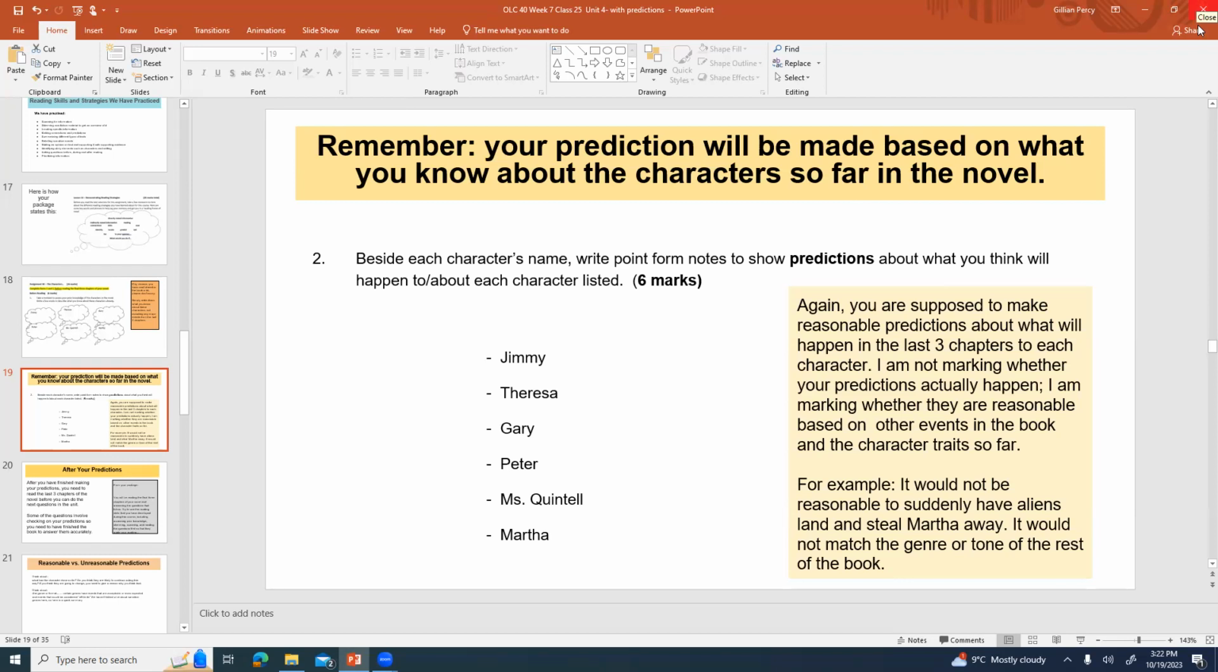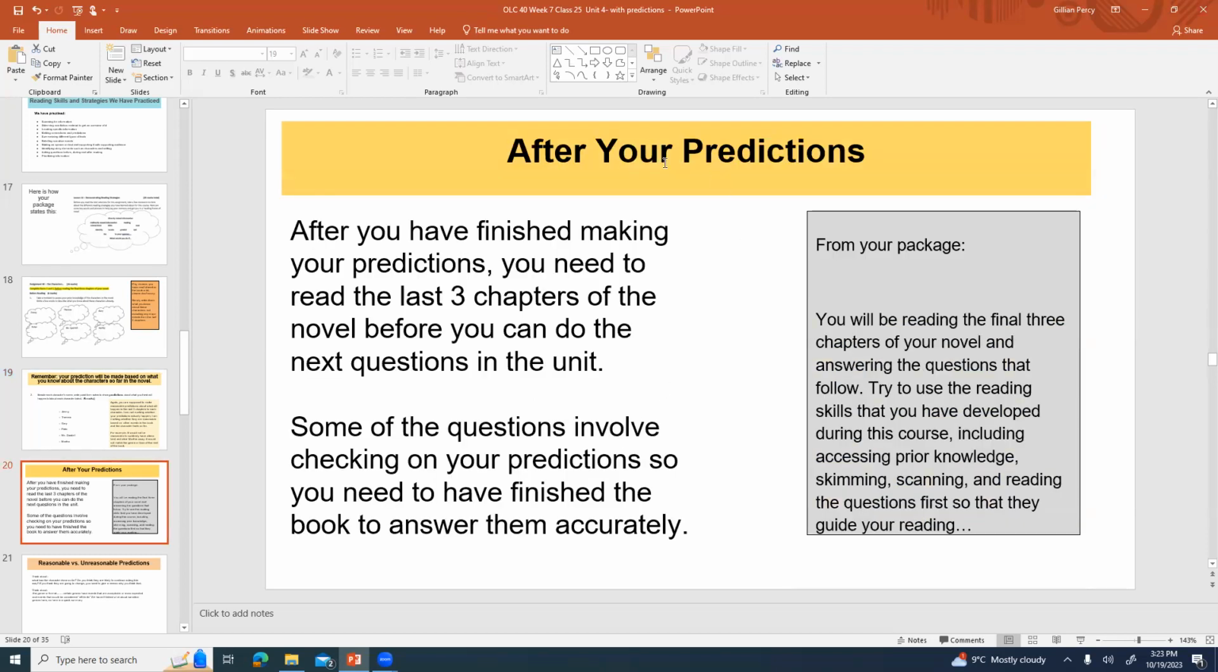So, for example, it would not be reasonable to suddenly have aliens land and steal Martha away. It wouldn't really match the genre of the story or the tone of the rest of the book. There's been nothing throughout the entire book about aliens. It would just be strange. So that's the kind of thing I'm looking for, that your predictions make sense, not that they're correct. Sometimes students get kind of anxious about that, but correct is not what I'm looking for.